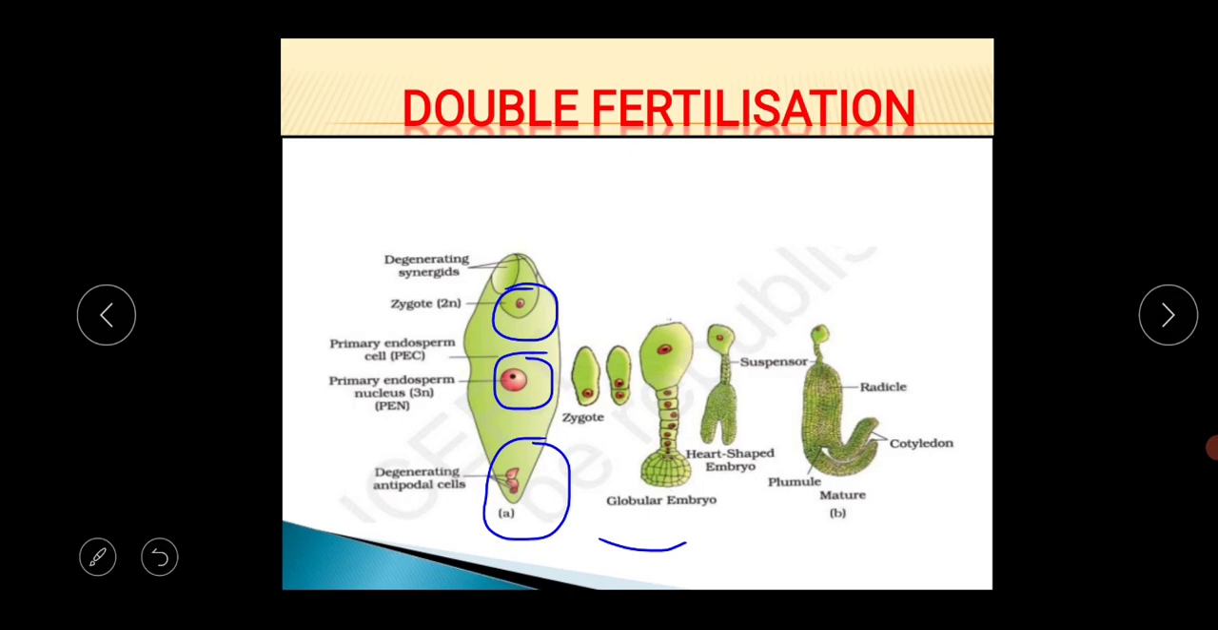So look at the structure. This is the mature embryo. So this is today's class. In our next class we will discuss how the embryo is formed. From this video we came to know the pollen pistil introduction. The next things are artificial hybridization and double fertilization.